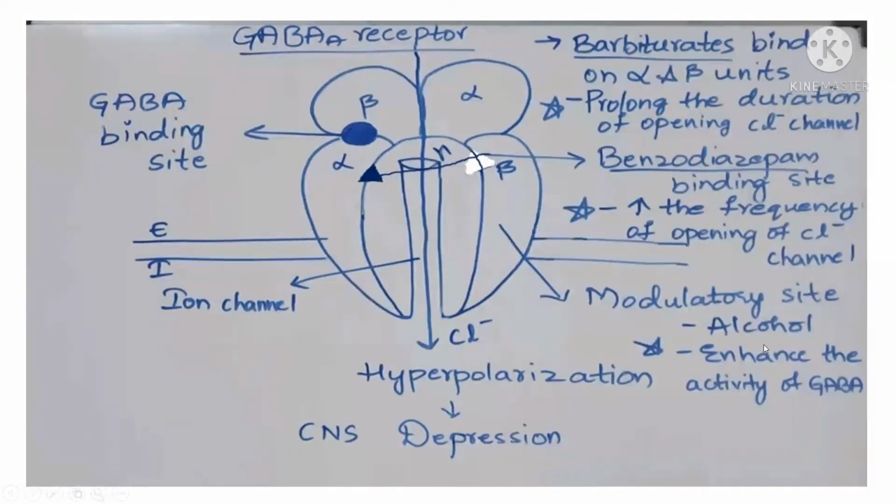On the modulatory site, substances like propofol and alcohol bind, and they enhance the activity of GABA. Whenever GABA binds, there is an influx of chloride ions and it causes hyperpolarization of the postsynaptic membrane, and there is an inhibition, a depression.